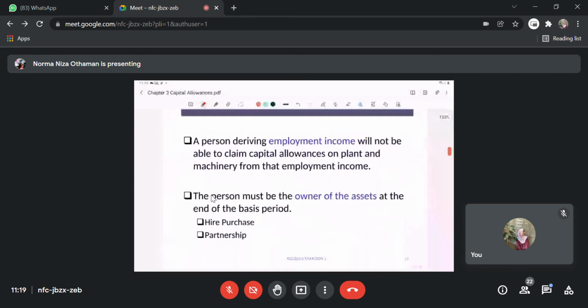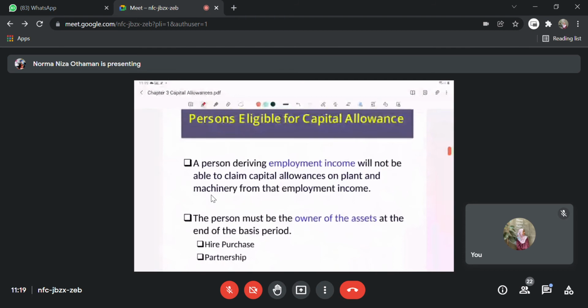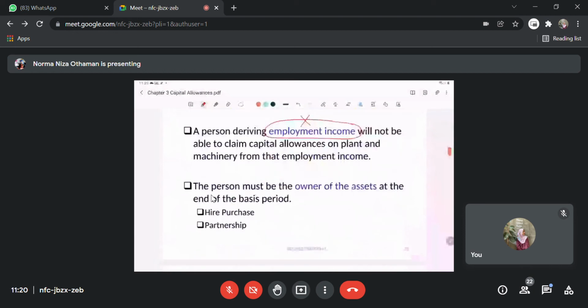So kalau dia adalah employment income, so boleh tak claim capital allowances? Boleh tak, guys? Tak. Okay. Sebab tadi dia dah mention dah condition dia must be for the business purposes. So mesti untuk compute the adjusted income for the business only, right? So employment tak boleh. Okay.